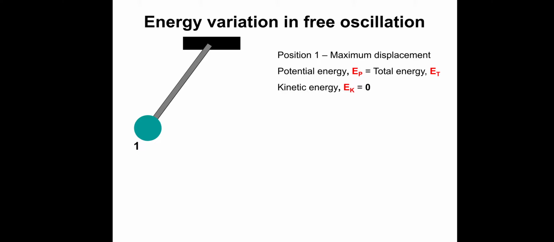If you want to pause and have a go at this one. A simple pendulum consists of a mass of 50 grams attached to the end of a thread of length 60 centimeters. Calculate the period of the pendulum. So let's do that first.